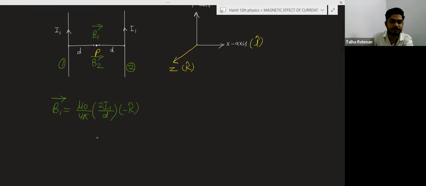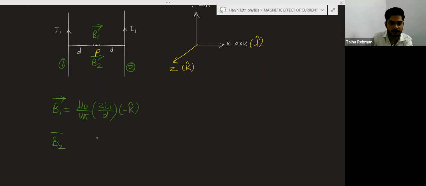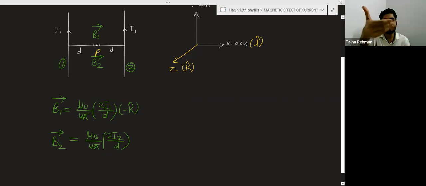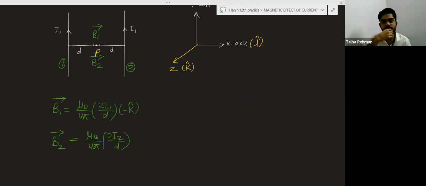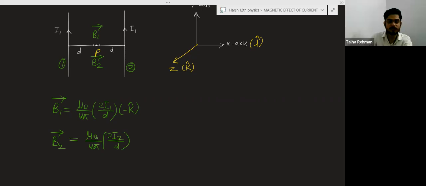Now when you calculate this V2, what is the V2? You will write mu naught divided by 4 pi, and again 2I2 divided by D. And now when you calculate the direction, just apply the right hand thumb rule. You will get the direction outwards. For outward, you will multiply it with a k cap.